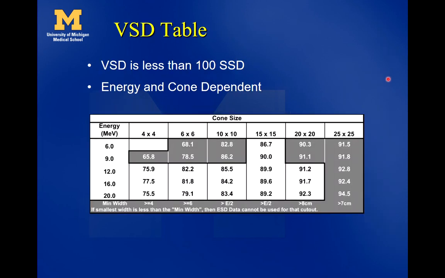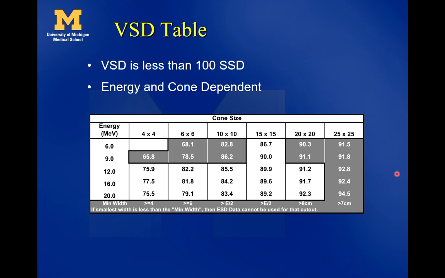We effectively do this by doing some measurements to get an idea of what the inverse square law is for it, and then work the math backwards to find out that, for example, for a 6 MeV electron beam and the 15 by 15 cone, it appears as if the inverse square law is scaling from 86.7 centimeters for this 15 cone. And we had this vast table used to do calculations.